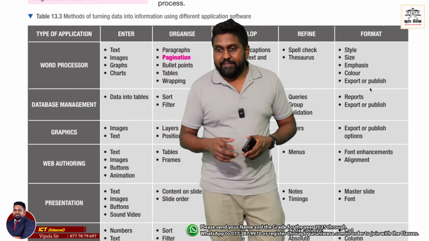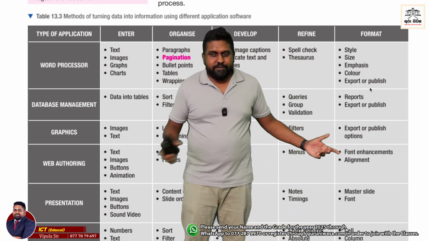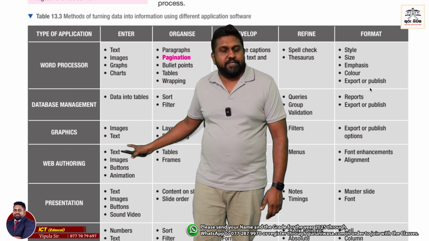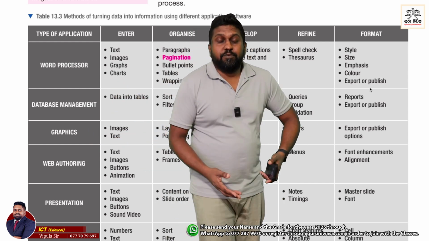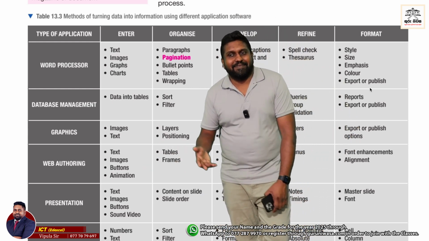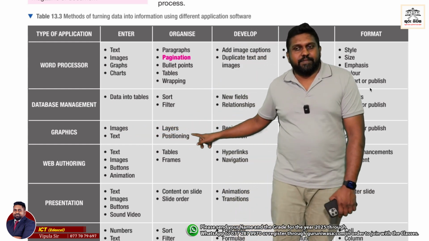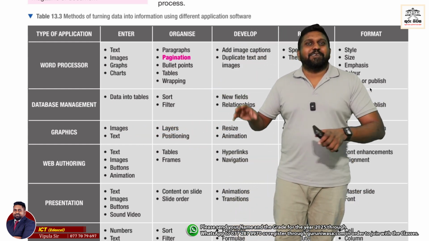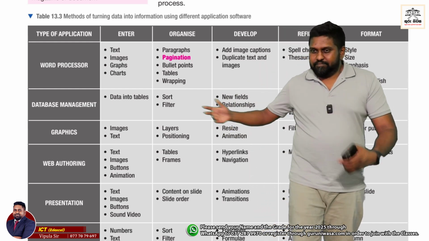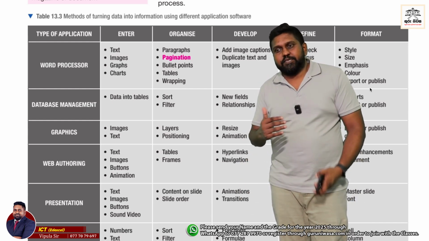Then graphics is almost straightforward. So you do have the items. What you enter is basically text and images. So think about Photoshop or MS Paint: you just enter some image or text, right? And then what you do is you organize. You basically put it into layers, arrange it into layers, and focus on the positioning so that it will be positioned properly, right?